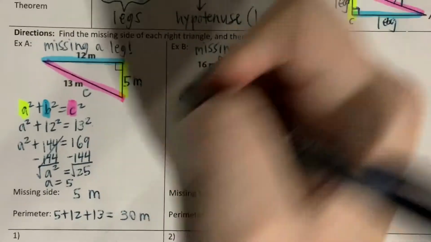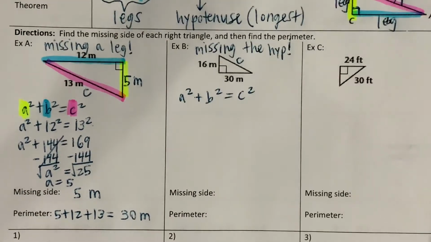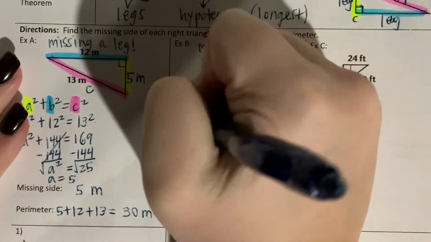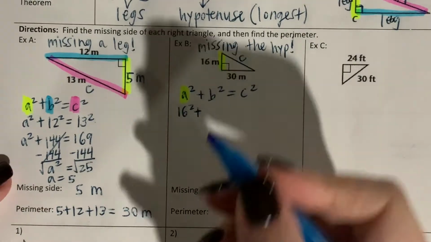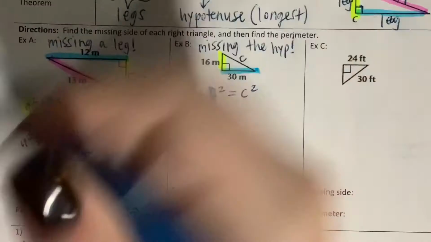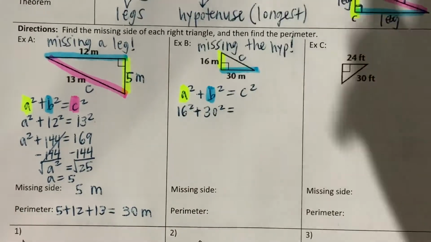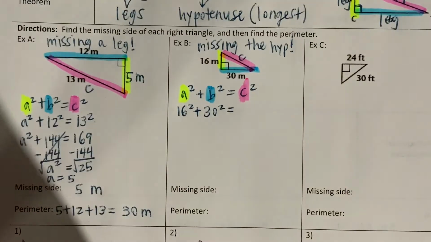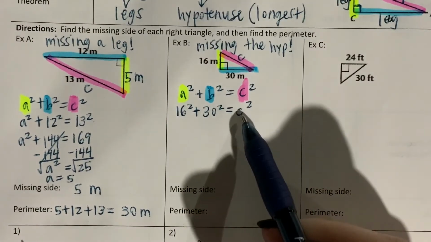I'll write my formula, my Pythagorean theorem, a squared plus b squared equals c squared. And then I'm going to plug in what I know. So I know that one of my legs here, A, I'm going to say is 16. So I'll have 16 squared plus my b, which is the other leg, 30 squared equals, and I don't know my hypotenuse. That's what I need to find. So for c, I'm just going to call it c squared. I have one variable here.